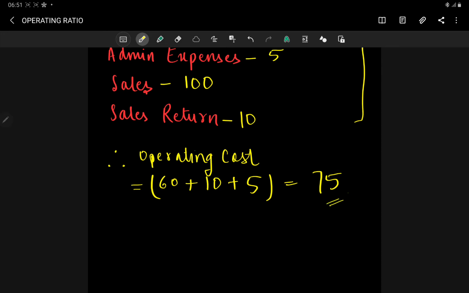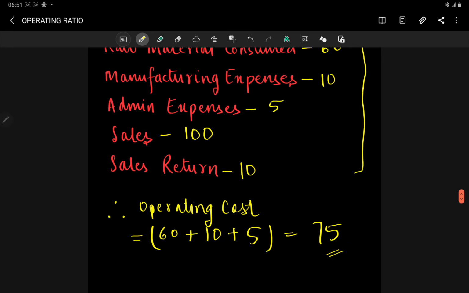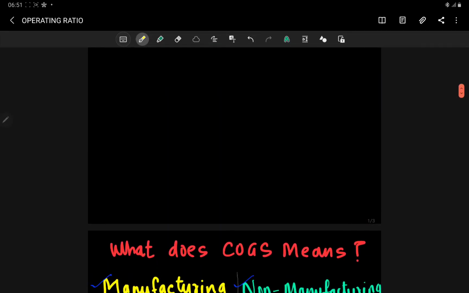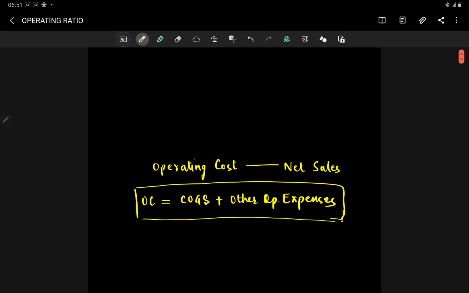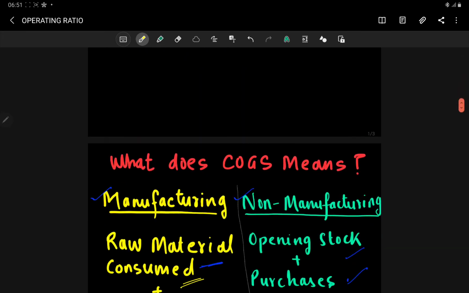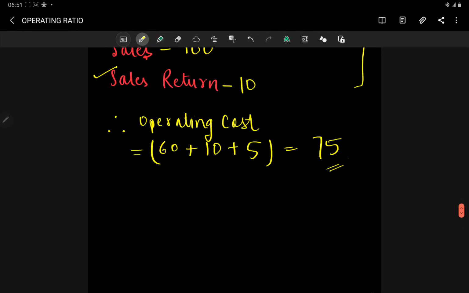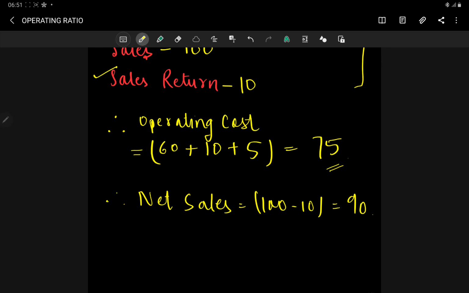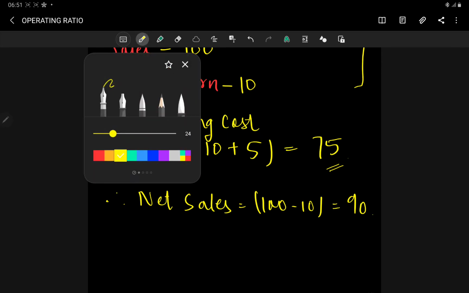Now this we have calculated. The next figure we need to calculate is net sales, since here sales and sales return are given. In the beginning we understood that operating cost is compared with net sales. So net sales would be sales minus sales return, so 100 minus 10, it would come down to 90. Is it clear till here? Take a pause and then repeat the video if you are not clear. I'm sure you will get clear.